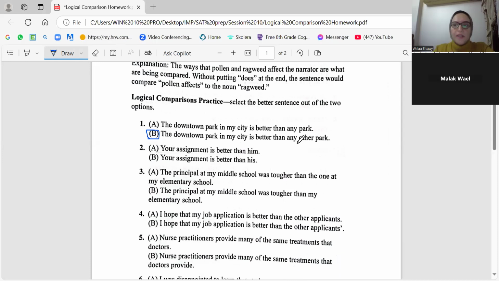So here, when it comes to the comparative form, you want to compare the park to the rest of the parks, but also you want to use the comparative form, which is "better than" here. So we should use words like "else" or "other." Okay, so he is better than anyone else in the group, for example, not "anyone other."